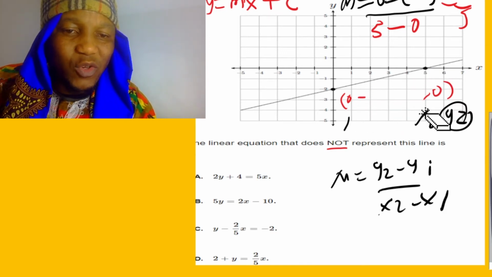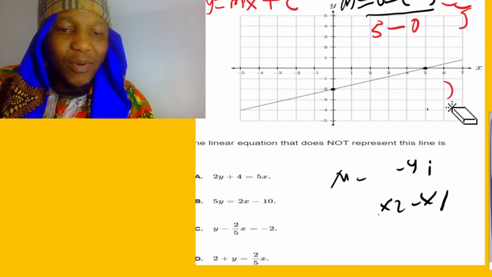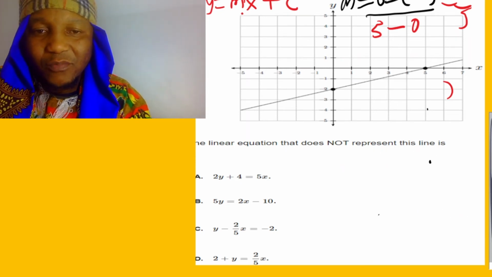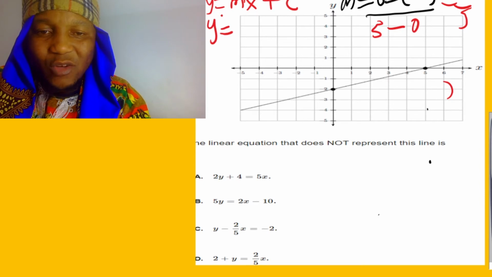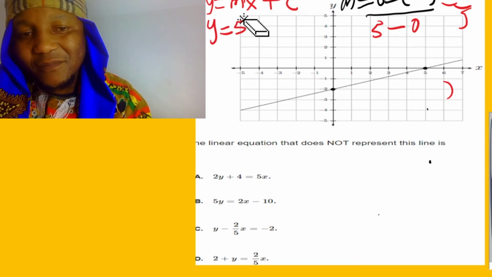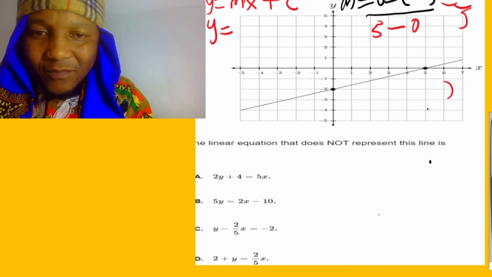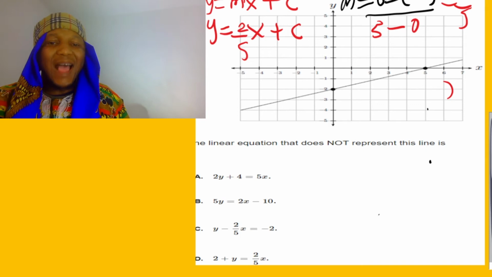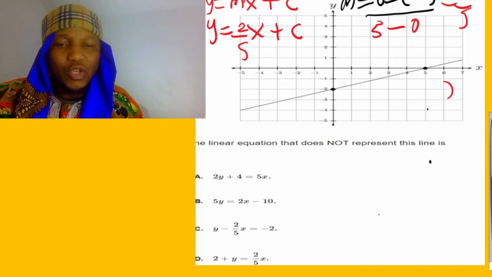positive 2 over 5. So when you get your slope, then plug in the position of a slope. So this is going to become y equal to, we know the slope, 2 over 5, plus c. And then after that, you want to get the value of c.